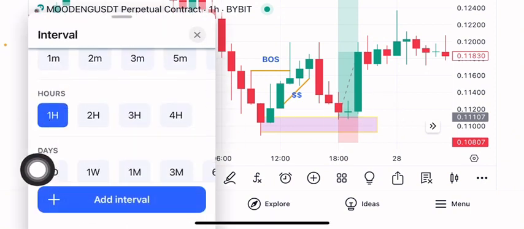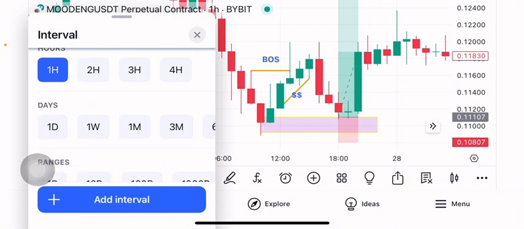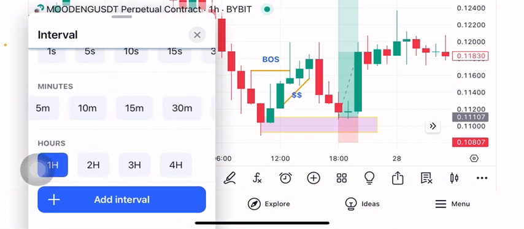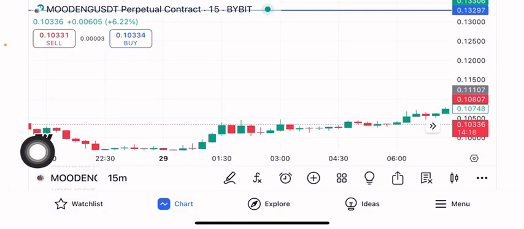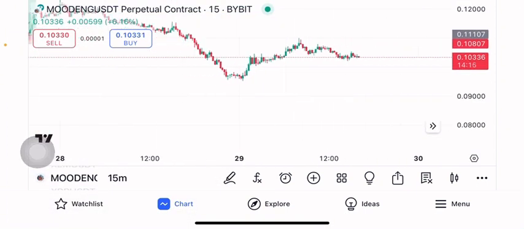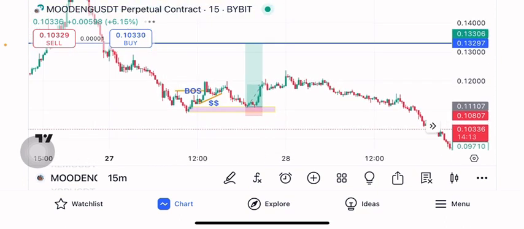So this is what I do. I just use the 4 hour time frame, 1 hour time frame, and then the 15 minutes time frame most of the time for my SMC. All right, so I go to the 15 minutes time frame. Now the market breaks down further. Okay, so this is it.